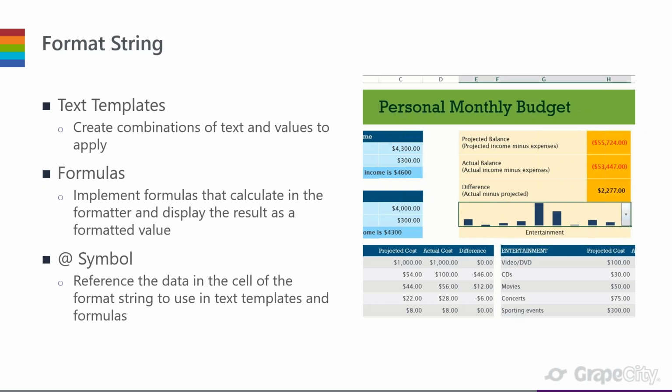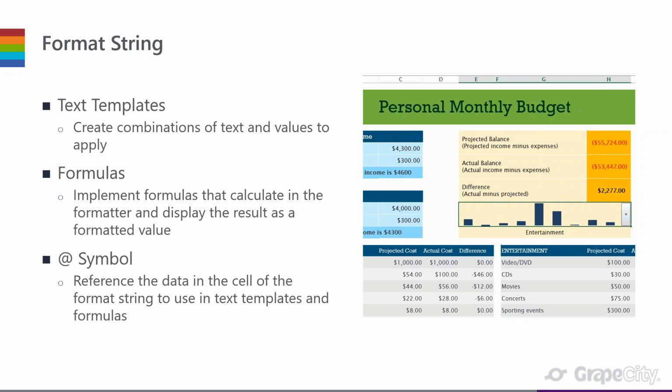With the 13.1 release of SpreadJS, we combine these two ideas into format strings, the functionality of which can be divided into three parts: text templates, formulas, and the @ symbol. Text templates allow you to perform string concatenation without needing separate cells for data and text, giving you the ability to summarize data within a single cell. Formulas are also supported for format strings, which means that formulas can be calculated within the formatter of a cell, and the underlying cell value won't be changed.